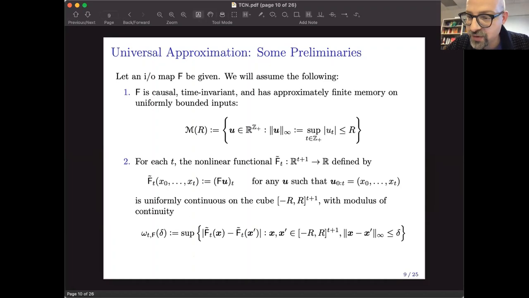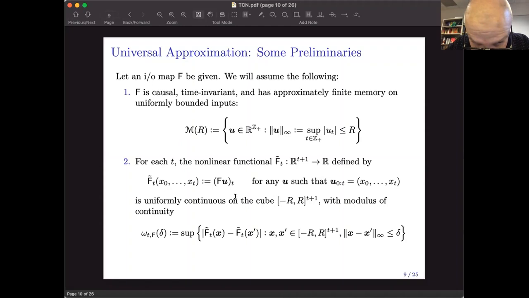Going back to Renee's question, we're going to assume the following. We're going to assume that F, our map that we'll try to approximate, is causal, time invariant, has approximately finite memory on uniformly bounded inputs. So the only thing I'm assuming for the inputs is they're uniformly bounded. In continuous time, I'd also have to assume that they're uniformly Lipschitz. So if you're familiar with circuits, you would have to say that the signals have bounded dynamic range and bounded slew rate. But for discrete time, it suffices to just assume bounded dynamic range.